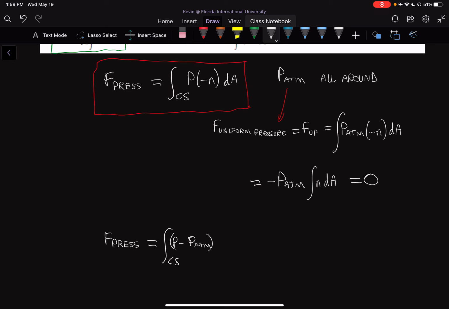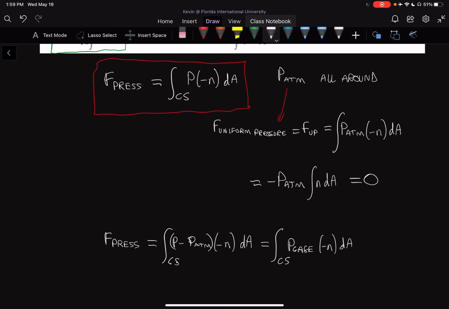Okay, and our pressure is our total pressure in the minus n direction times dA. So our force of pressure that we feel in our system is always the absolute pressure minus the atmospheric pressure. And that means that we can use a shortcut. If we can measure gauge pressure and we know the gauge pressure, we can find the force of pressure with P gauge in the negative n direction times dA.